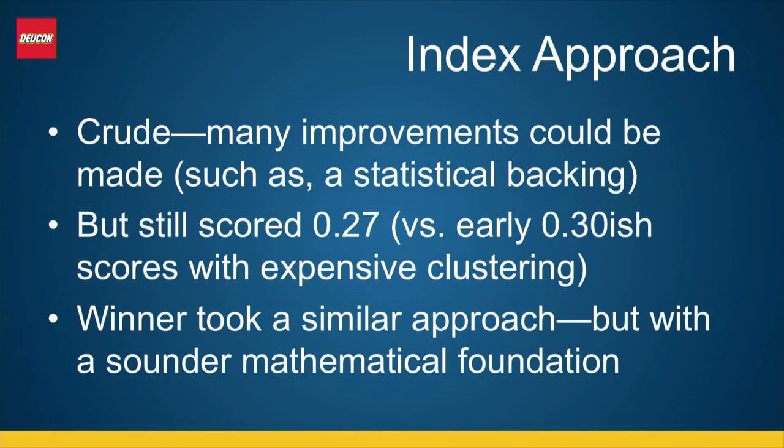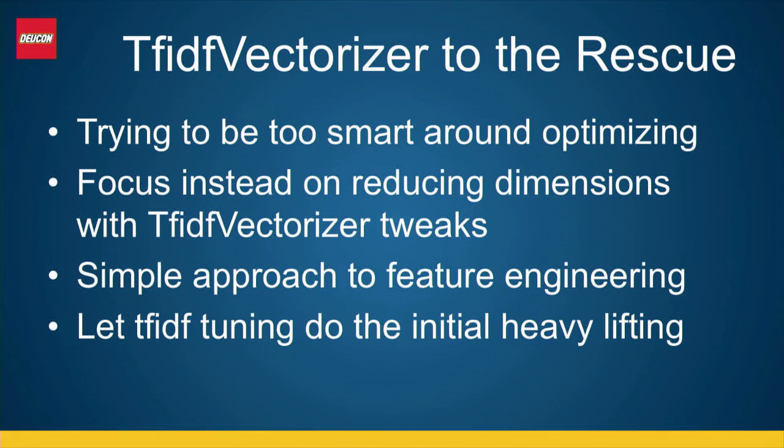So very crude approach, but I was trying to figure out something to do while I was scratching my head over these long clustering runs. Still scored 0.27, while clustering would get me in the 0.30 range, and I'll tell you where that fits in later when you look at the overall competition. This isn't very good, but it did okay for not really even using Scikit-learn. It turns out the winner took a similar approach, but had a much more solid mathematical foundation behind it that actually made theoretical sense, other than my crude attempt. So anyway, I'm trying to be too smart here, right?